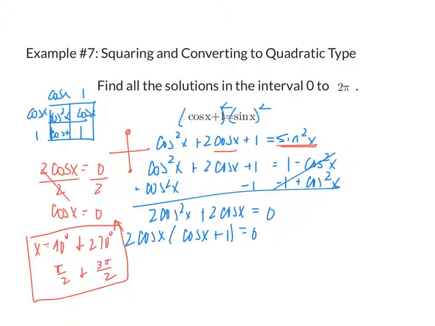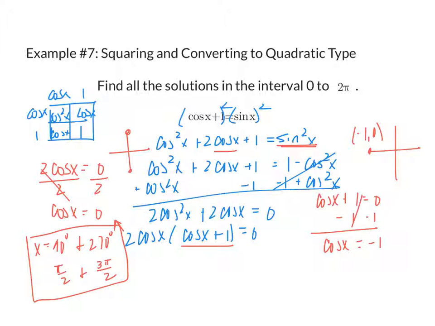If I take this cosine x plus 1 and set that equal to 0, I would subtract 1 on both sides, and I would have cosine x equal to negative 1. Okay, where is cosine negative 1? Well, cosine is negative 1 only in one location, and that is at pi. So x equals 180 degrees or pi.